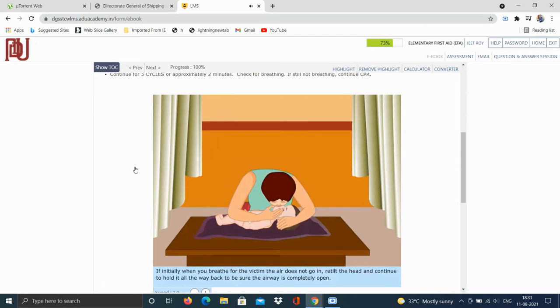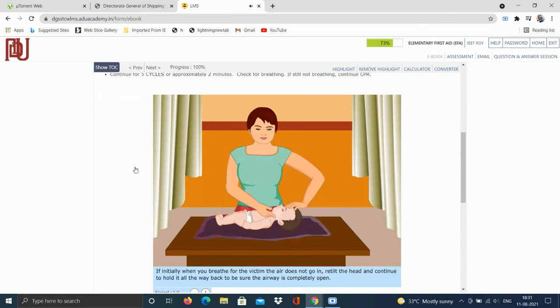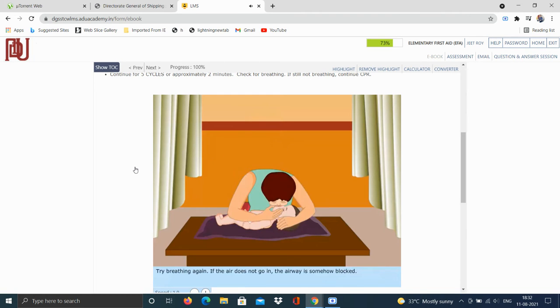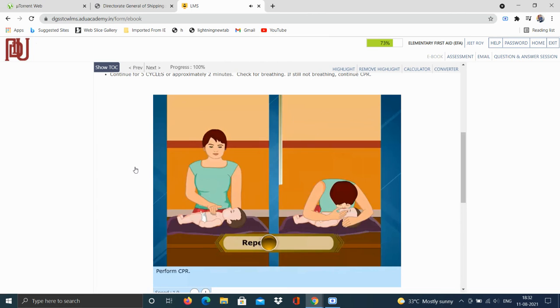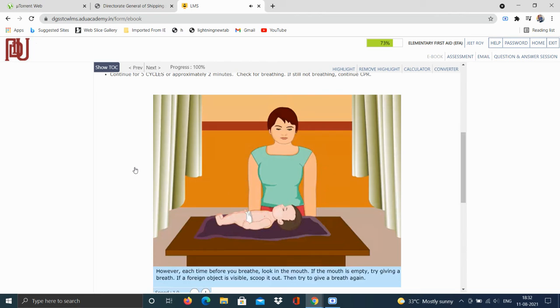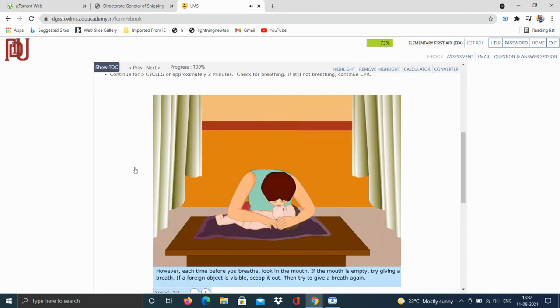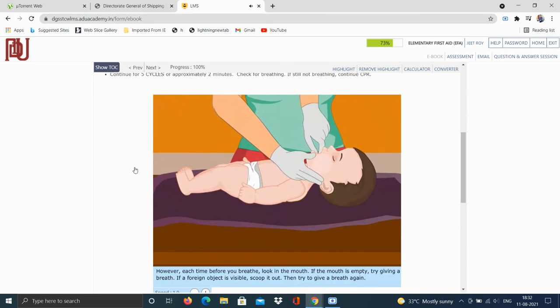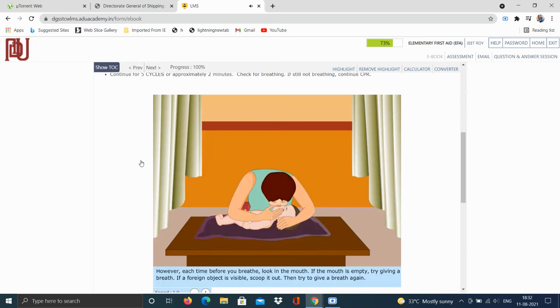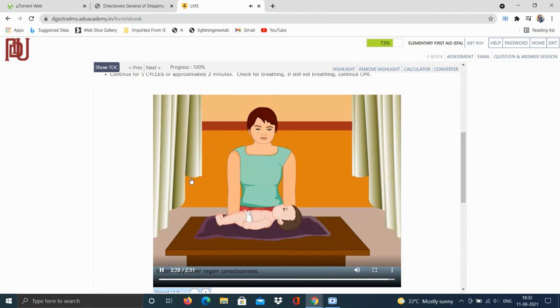If initially when you breathe for the victim, the air does not go in, retilt the head and continue to hold it all the way back to be sure the airway is completely open. Try breathing again. If the air does not go in, the airway is somehow blocked. Perform CPR. However, each time before you breathe, look in the mouth. If the mouth is empty, try giving a breath. If a foreign object is visible, scoop it out, then try to give a breath again. Victim may never regain consciousness.